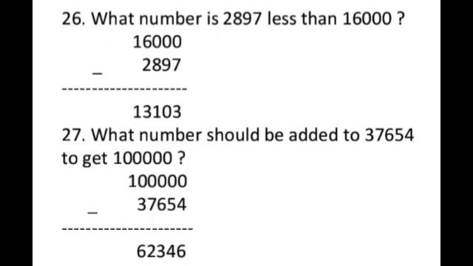What number is 2,897 less than 16,000? When we subtract both the numbers, our answer will be 13,103. And what number should be added to 37,654 to get 1 lakh? Again, we have to subtract and we get the answer 62,346. The thing you have to notice here is less than or added. In both cases, we have to subtract.